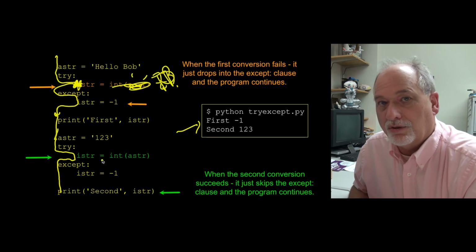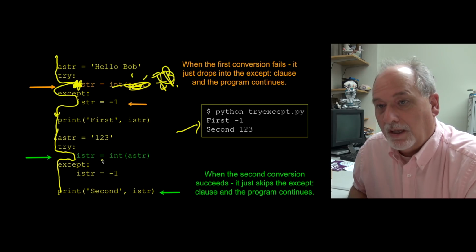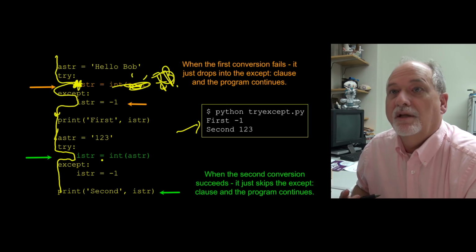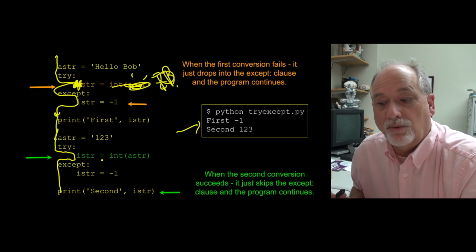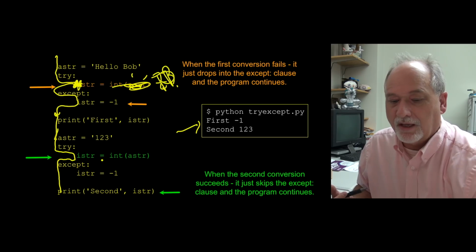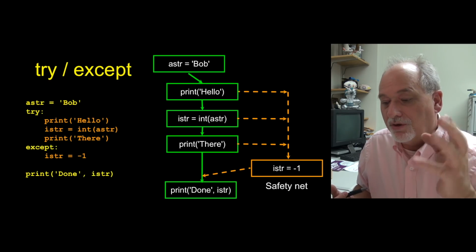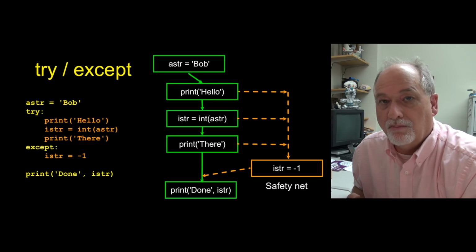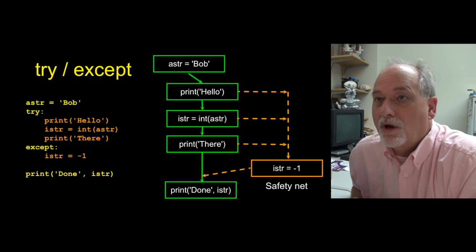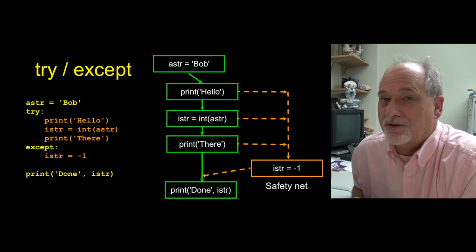So it's like you bought an insurance policy on this line of code, and when things go wrong, your except block springs into action and does whatever it is that you want it to do in the case of an error. Okay, so that's a pretty useful thing. You have to be a little bit careful that you don't overuse it, because if you put more than one line inside the try part and one of the lines blows up, it doesn't come back to the try block.